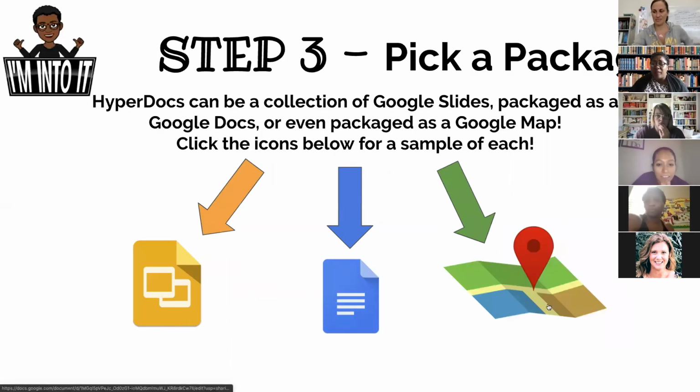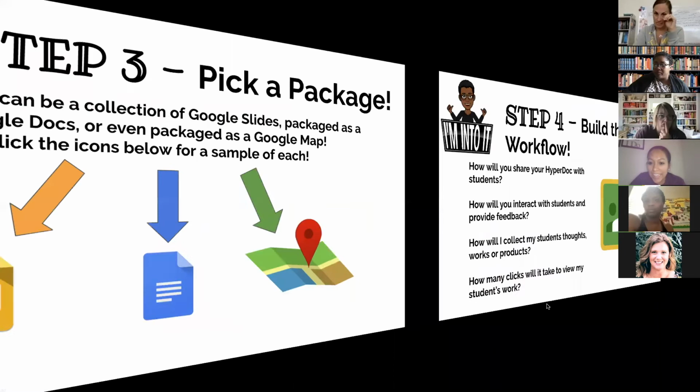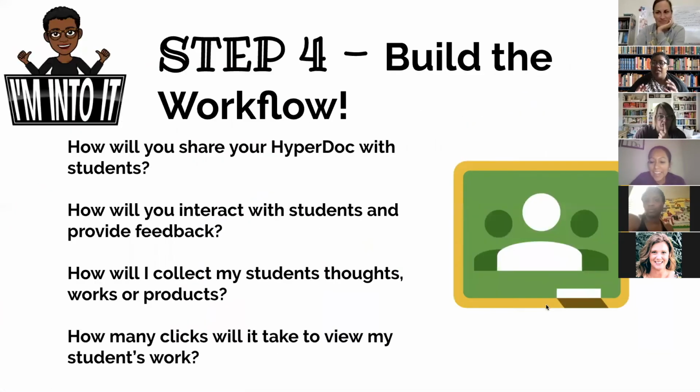Step 3, you can pick a package. So HyperDocs can be on slides, they can be on docs, they can be on maps. I've even seen them on drawings. I've even seen some hyper drawings as well. So you can decide how you want it to be. You could even go on there and get a sample and remix it if you wanted it to be packaged differently. Step 4, you need to build your flow.